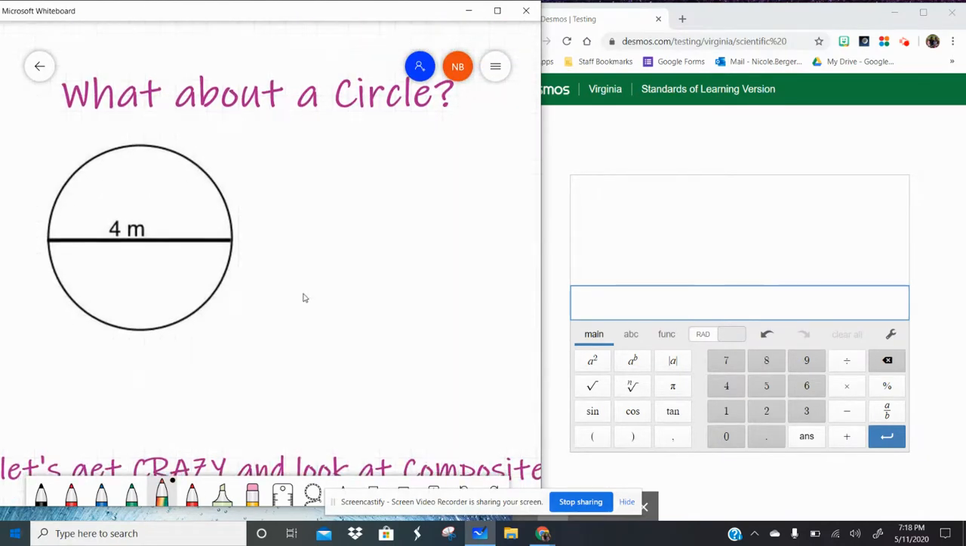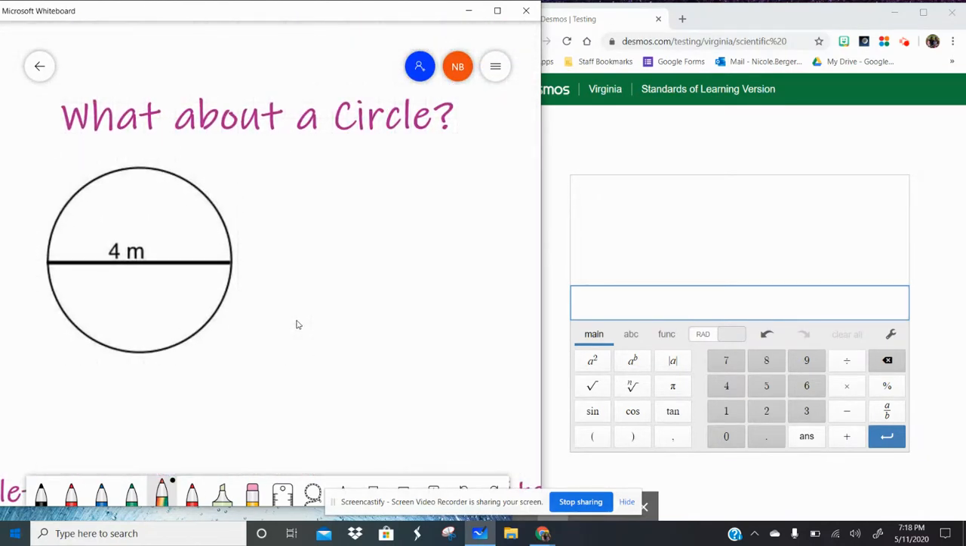So let's talk about a circle. The parts of a circle should really be a throwback to 5th grade. Remember, circumference is the distance around the circle, so it's just a fancy word for perimeter.